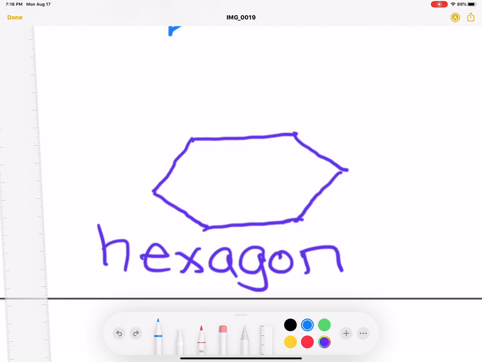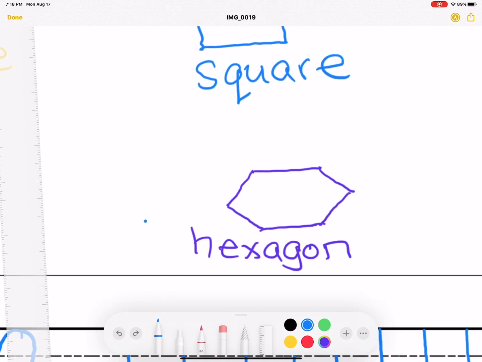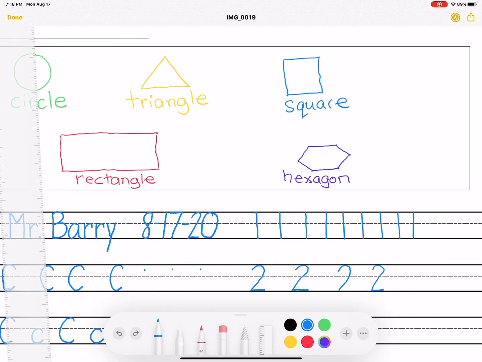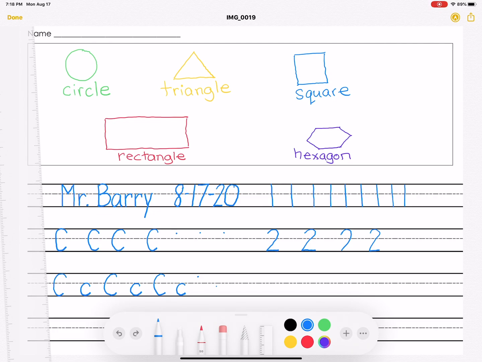So you should know those, and we'll get even deeper into shapes later in first grade. But those are the basics. Okay, so there you go, students. Please go ahead and do your writing activities.